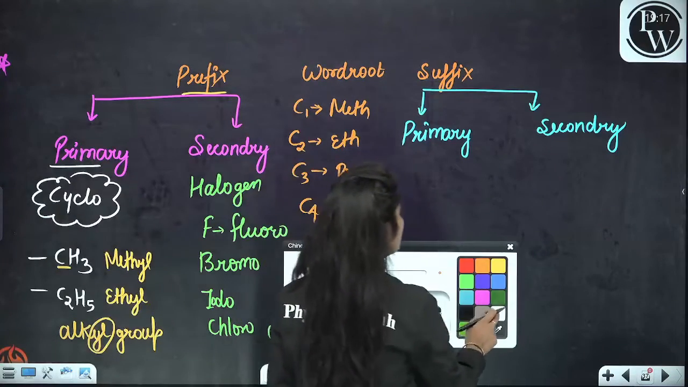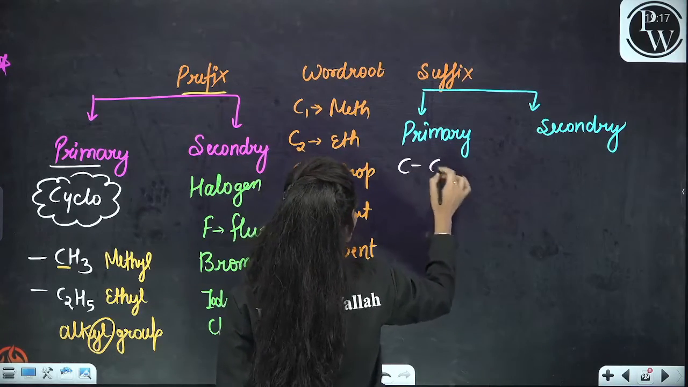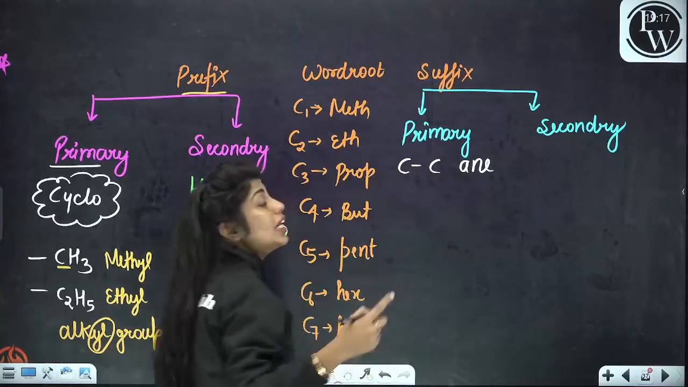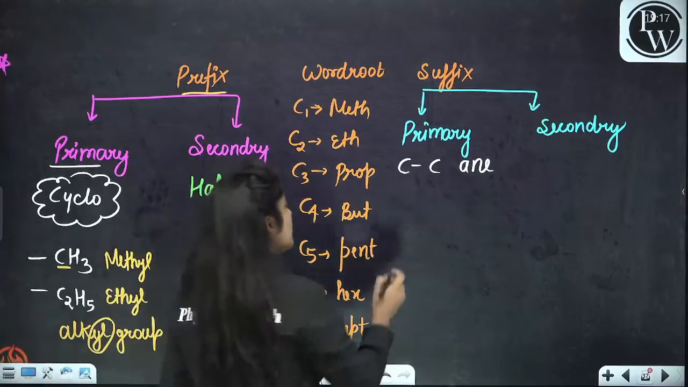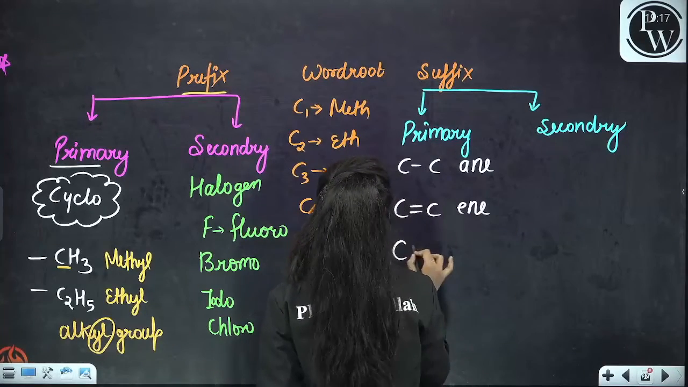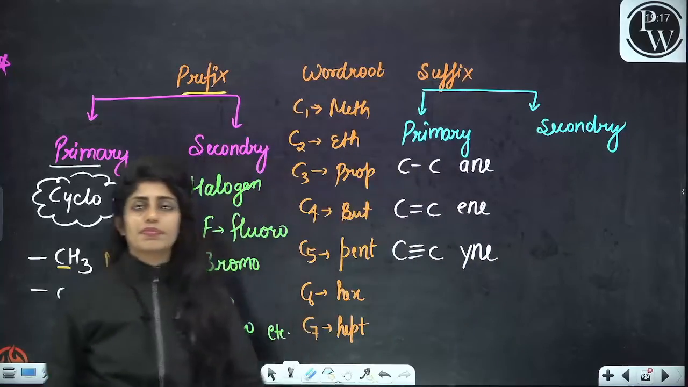Now, primary suffix. If the carbon is single bonded, you need to name it as ane. If the carbon is doubly bonded, you need to name it as ene. If the carbon is triple bonded, you need to name it as yne.